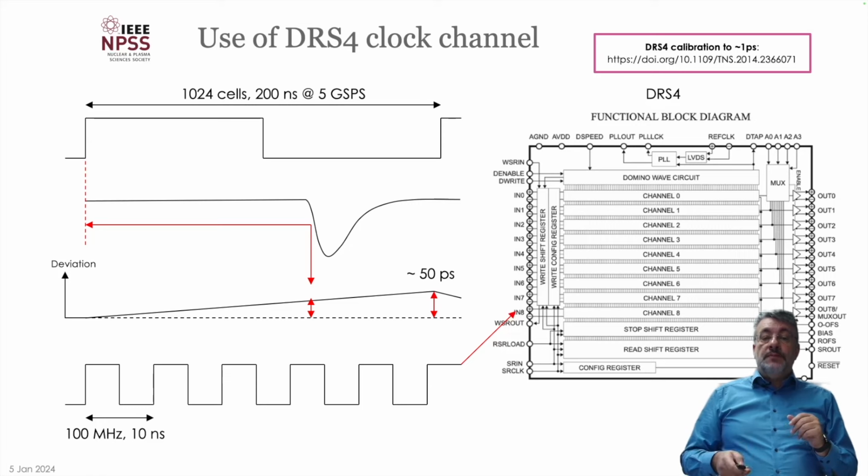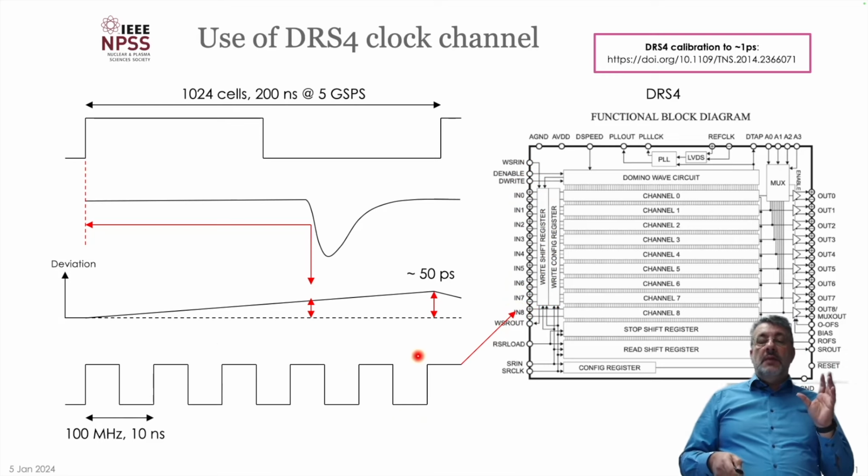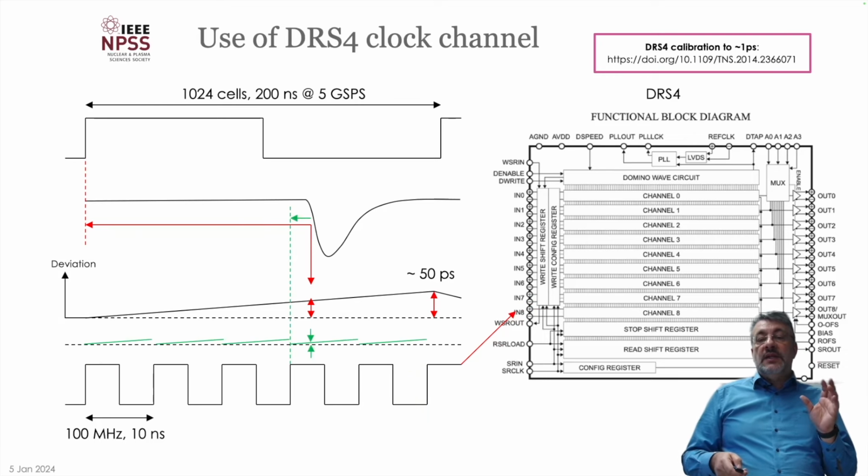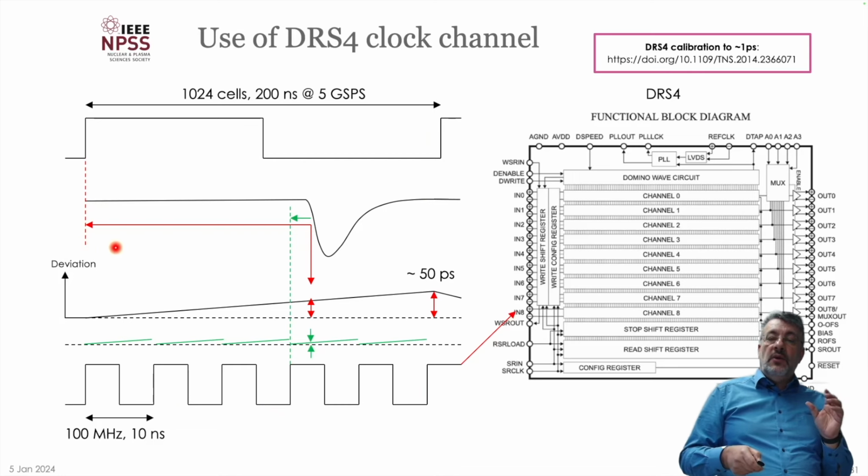To mitigate this problem, I designed a 9th channel in the DRS4 chip, which we use as a timing channel. So we sample 8 input signals, and on the 9th channel, we sample this low jitter, high precision clock running at 100 megahertz. The trick we do is we measure the timing of an event not relative to the beginning of the sampling window, but relative to the next edge of this high precision clock.